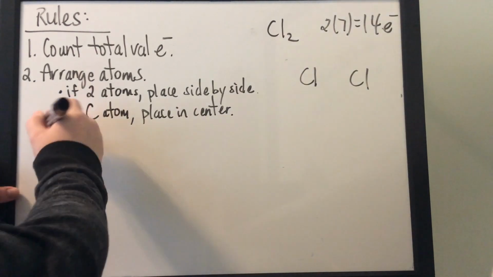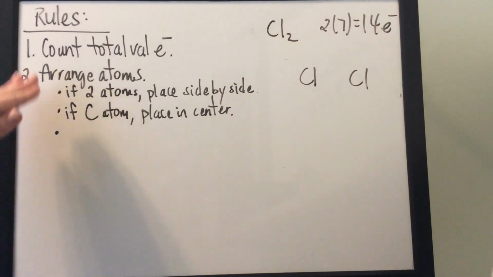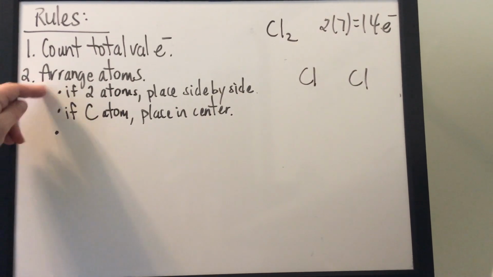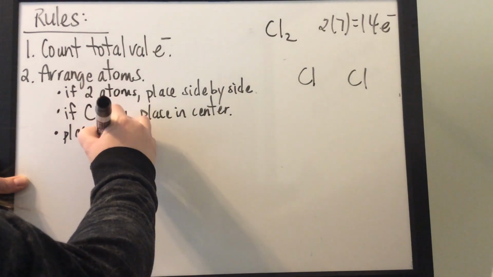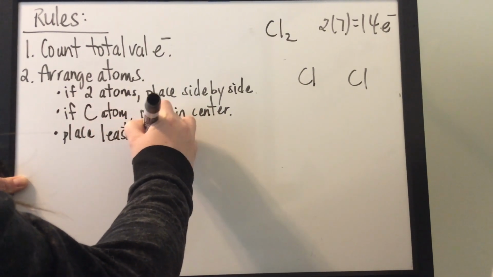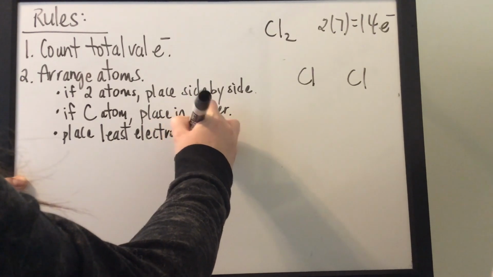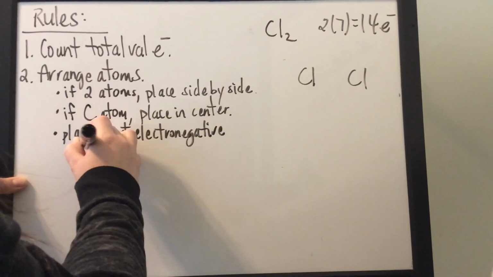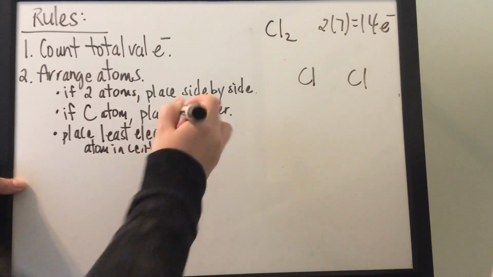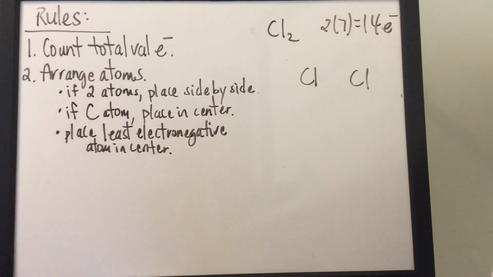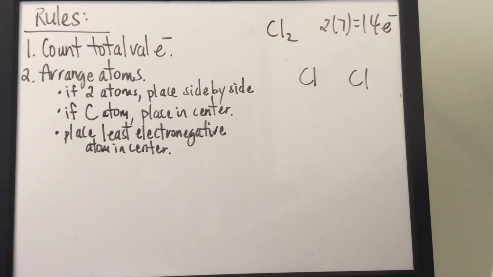And then I have a third rule, which basically says that if neither of the first 2 apply, then you'll place, and here comes why we just learned electronegativity, the least electronegative atom in the center. Okay, and that is only if there is no carbon and if you have more than 2 atoms. And we will see that shortly. And I'll give you an example, and I will refer back to that.